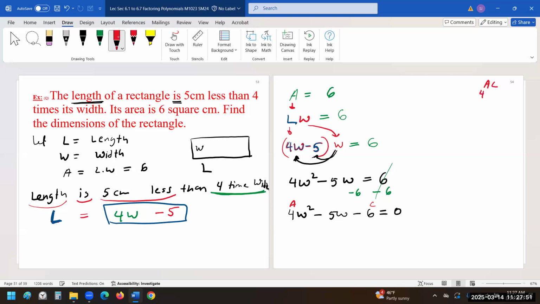We have 4 times negative 6, which is negative 24. Which two numbers multiply to negative 24 and combine to negative 5? Multiply to negative 24, combine to negative 5. Do we have them? Negative 8, positive 3. Great.